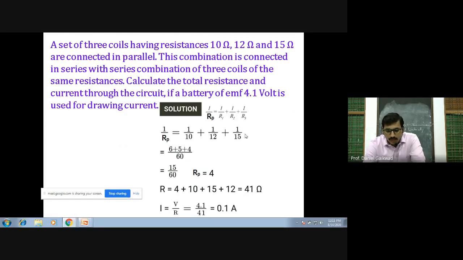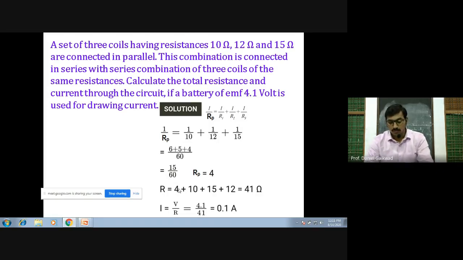Initially connected in parallel means 1 upon Rp is equal to 1 upon R1 plus 1 upon R2 plus 1 upon R3. Parallel formula we know that. So 1 upon Rp is equal to 1 upon 10 plus 1 upon 12 plus 1 upon 15. Taking LCM 60, we have 6 plus 5 plus 4. So 1 upon Rp is equal to 15 upon 60. 15 will be cancelled with 4, so 1 upon Rp is equal to 1 upon 4, or Rp is equal to 4. So parallel combination of the three will be obtained as 4 ohm.